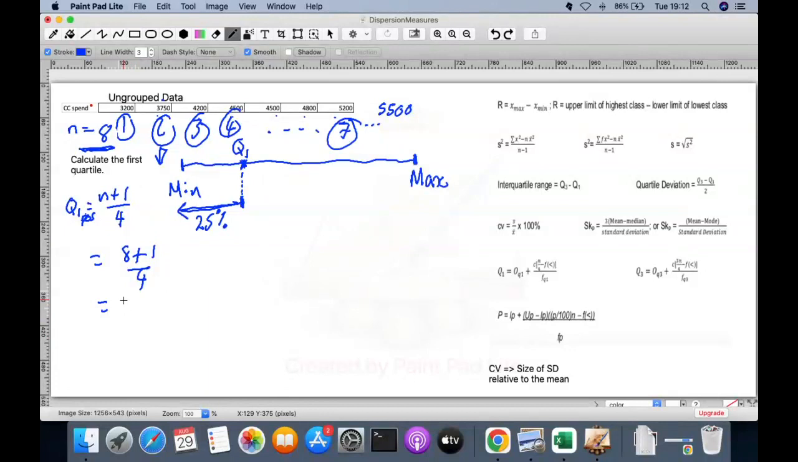Give me a second, I've got my calculator here. So it's 9 over 4. That gives you 2.25. It doesn't give us a pretty number like before, which was 2. It gives us a value of 2.25. So now the position is 2.25. Now, to find the first quartile, you have to use both the number in front of the decimal, so you have to use this 2, and you have to use the 0.25 to work it out.